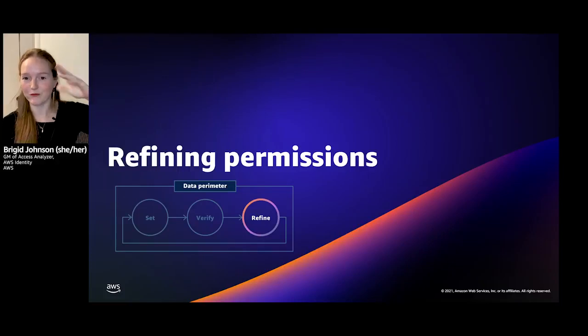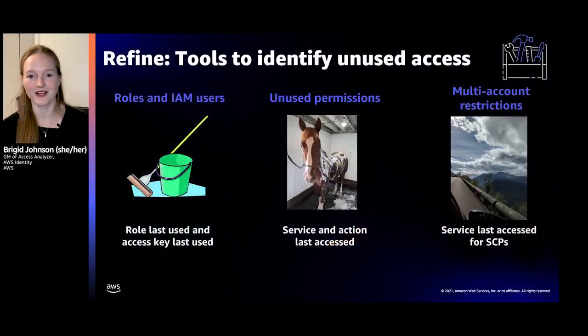All right, so we have set permissions, we verified. Now we want to refine, and we've refined a little along the way with the verification, but we're going to refine further. And what are your tools to do that? First and foremost, you want to clean up unused roles and definitely the IAM users. And to do that, you're going to use role last used and access key last used. All right, so you can go to the console, you can call it programmatically, find things that aren't used, channel your inner Marie Kondo, and really clean up those roles that are not used, because that's just access lying around that you don't need.